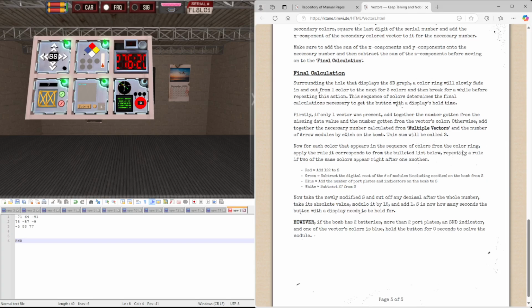For each colour in the sequence, we apply the rule from the list below, repeating the rule till the same colours appear right over one another. So blue, add the number of port plates and indicators on the bottom. So that is plus 4. With white, subtract 27. Red, add 122.